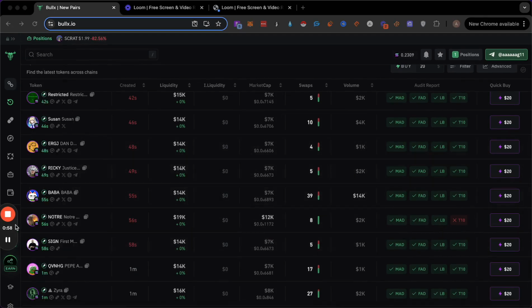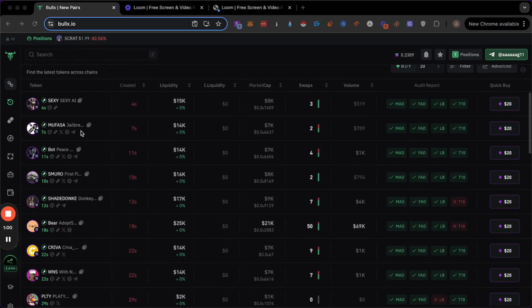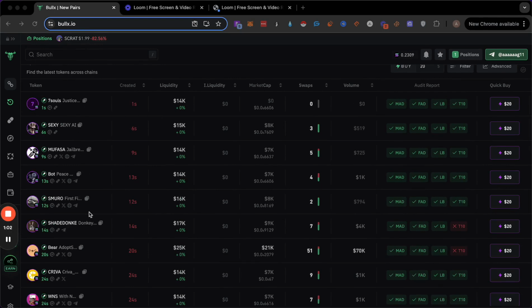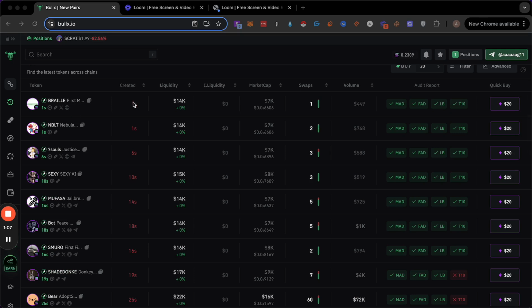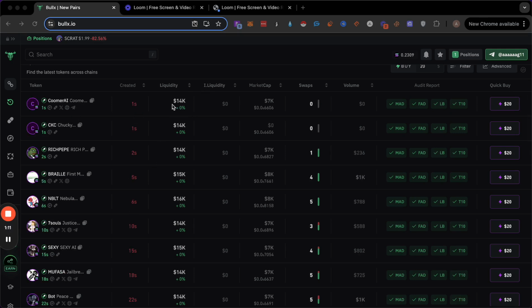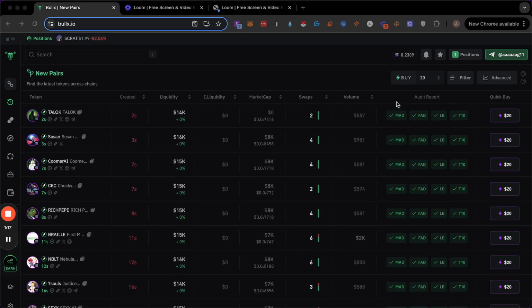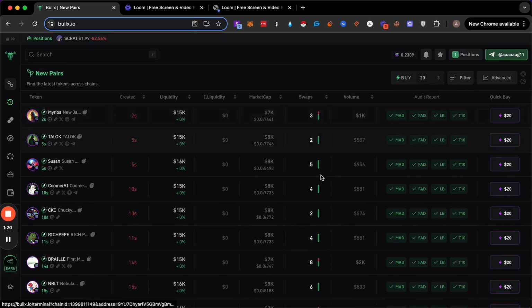The BullX platform will scrape data, so anytime a new contract gets released, you can see it right here. You can see what time it got released, so it got created 1 second ago, 15 seconds ago. You can see the amount of liquidity that's been deposited, the market cap, the trading volume, the audit report, as well as the number of swaps.